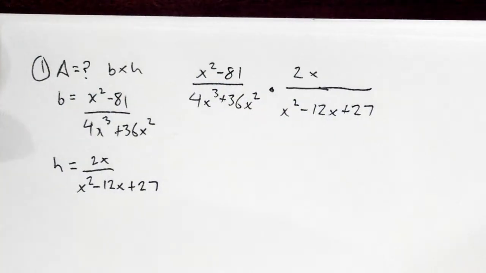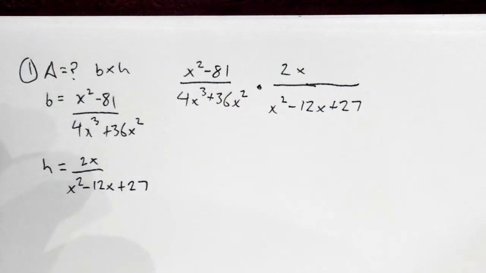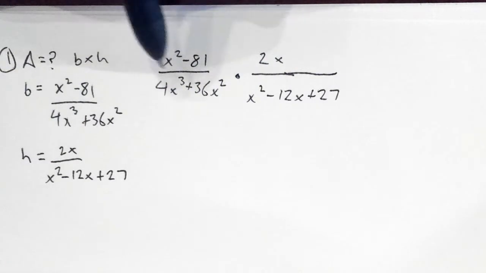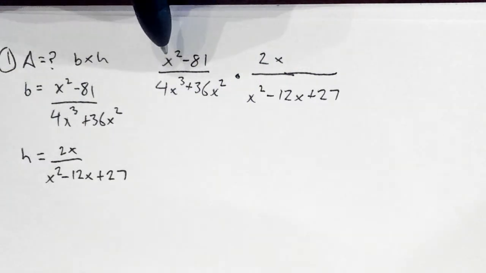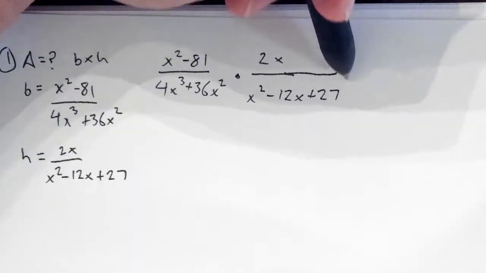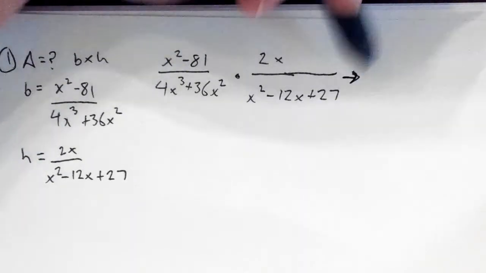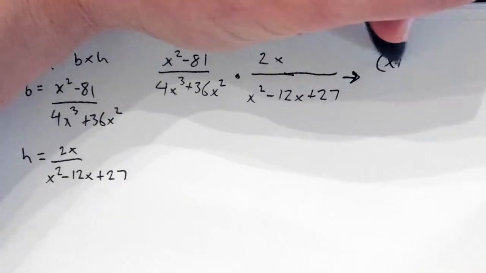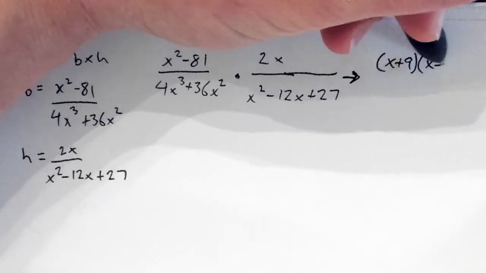What we need to do is factor the top and bottom of each of these numerators and denominators, and see what in fact cancels. So our next step is to get it into factored form. This top part is a difference of squares. Take the square root of both sides: x squared would be x, and 81 would be 9. That's going to give me x plus 9 and x minus 9.